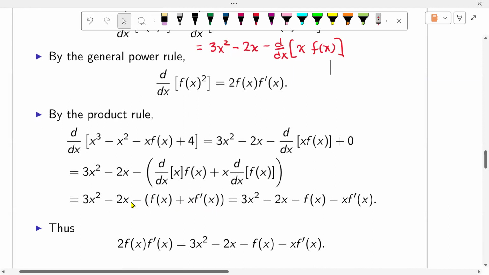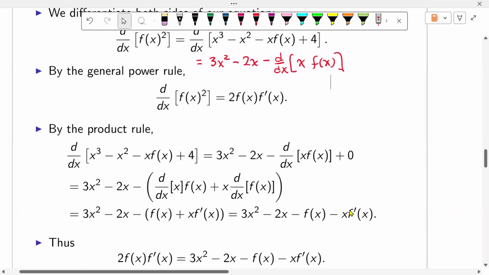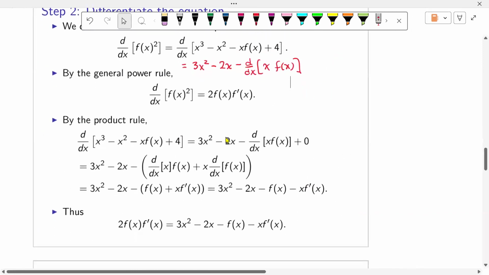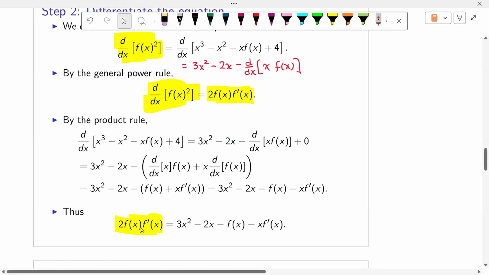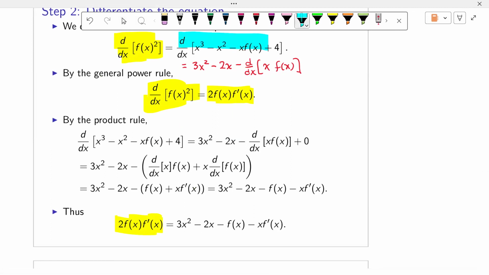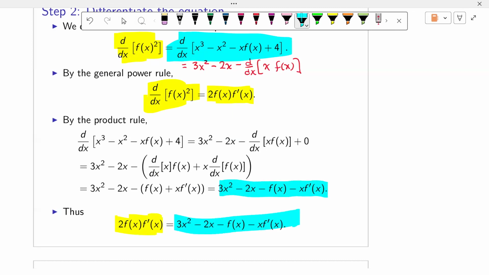And so when I simplify this a little bit, I end up getting 3x squared minus 2x minus f minus x times f prime of x. And so I can put it all together here. This equation up here, I have this left-hand side there. This left-hand side is the same as that. And so the left-hand side, the derivative of f of x squared is just 2 times f of x, f prime of x. And as for the right-hand side, I have shown that the right-hand side is the same as this. And so those are equal there.